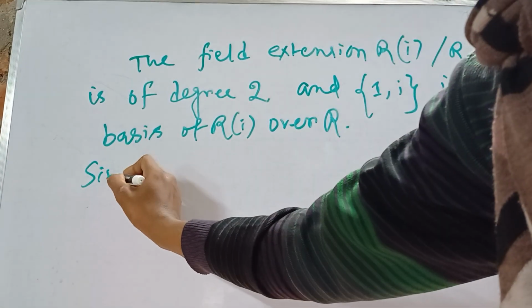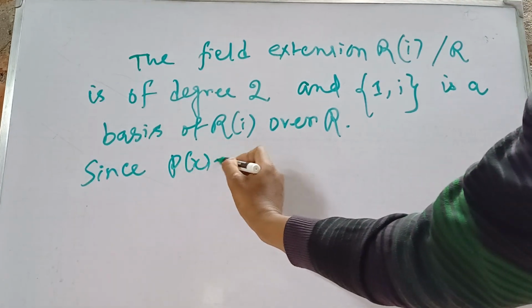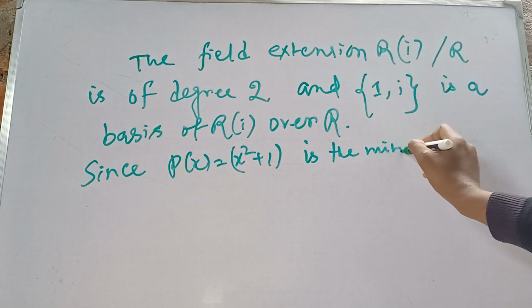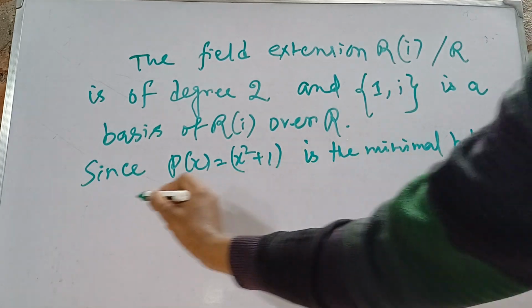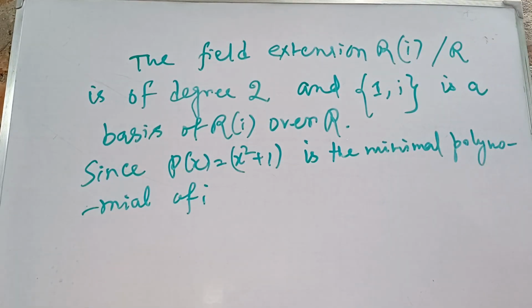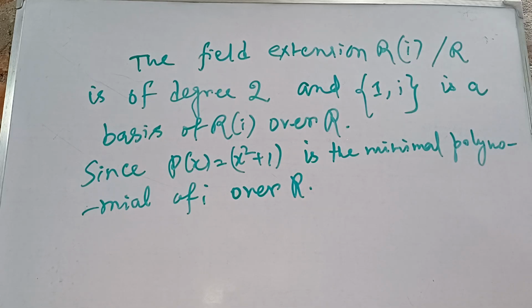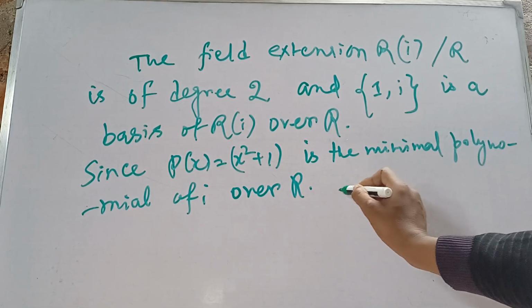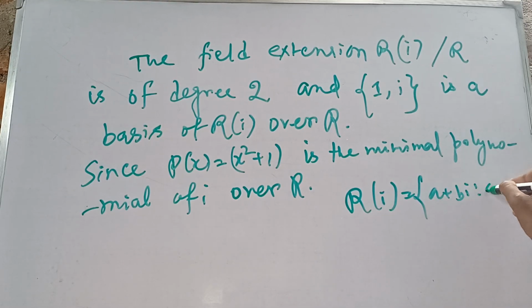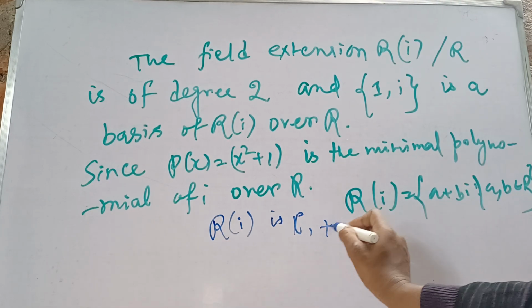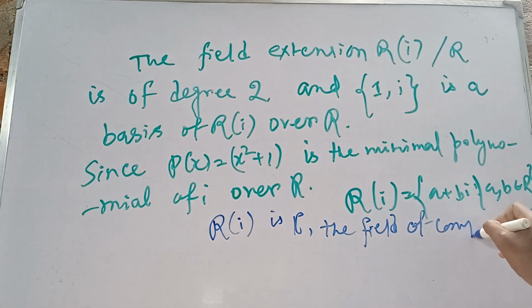Since this polynomial p(x) equal to x squared plus 1 is the minimal polynomial of i over R. And obviously we know that R(i) equals a plus bi, a, b belonging to R. And obviously this R(i) equals C, the field of complex numbers.